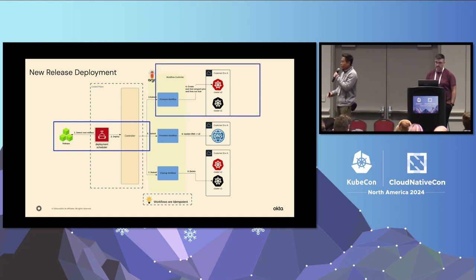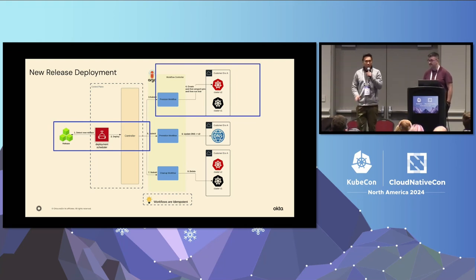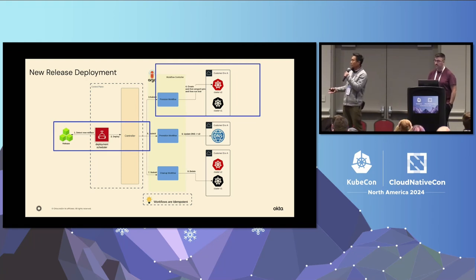The controller will submit a couple of Argo workflows, and the first workflow will be a provisioning workflow. The responsibility of this workflow is to provision the new Kubernetes cluster along with all the related infrastructure, and also it will create all the necessary config and secrets that the microservices need. Then when the infrastructure provisioning is done, this workflow will also ask Argo CD to sync the new application stack against the new cluster. And then this workflow will also launch a system test to test against this cluster.